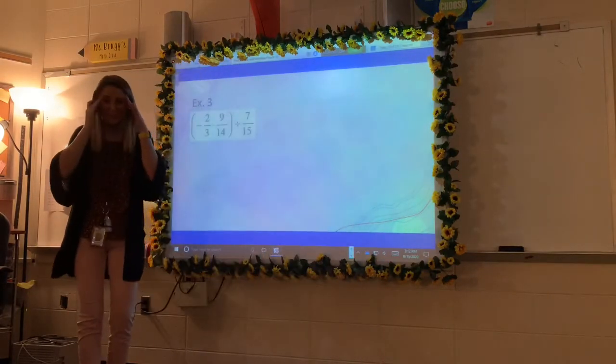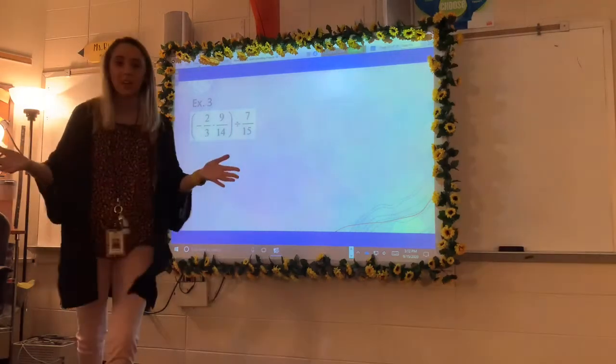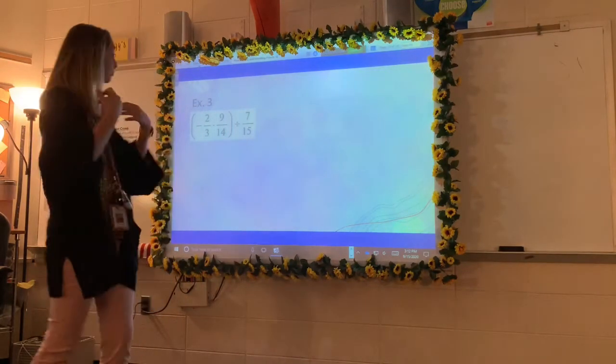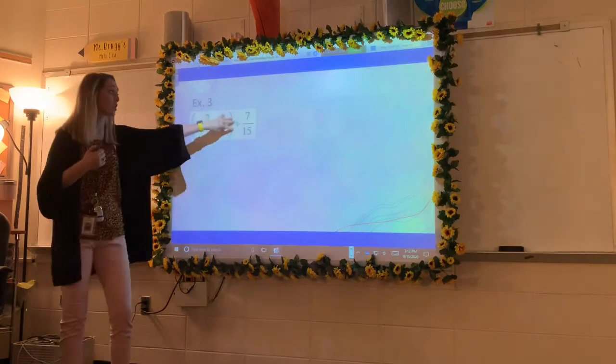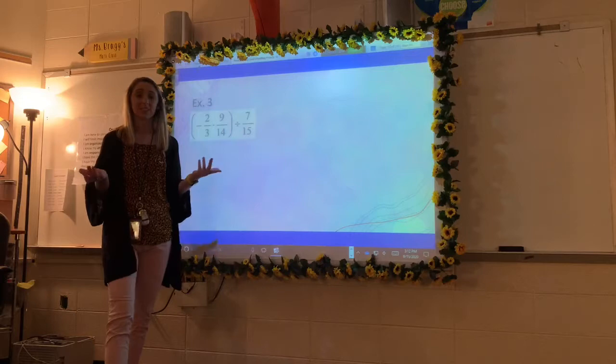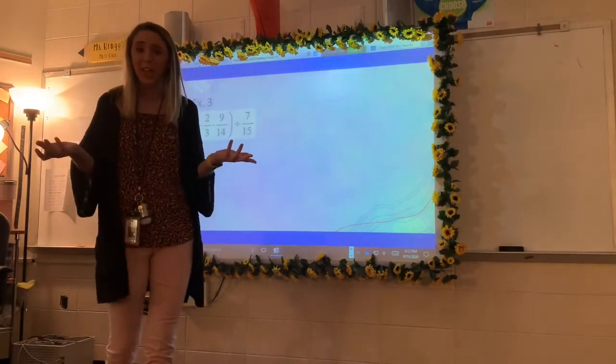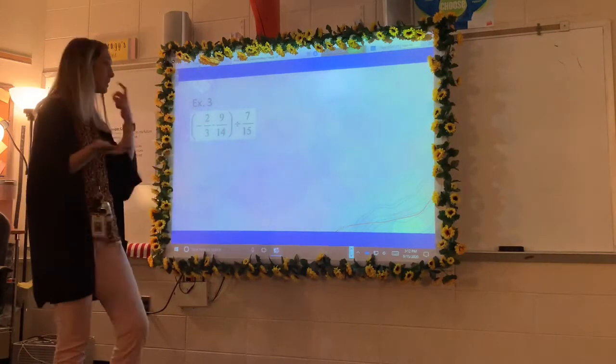Look at example number 3. Woo! We got this though. It's not that much different, okay? First, we have to do PEMDAS. We have to follow those rules. So the first thing we want to do is what's inside the parentheses, and what's inside the parentheses is multiplication. We know how to do that. We just worked with that.